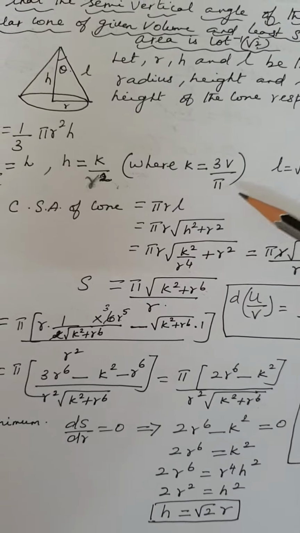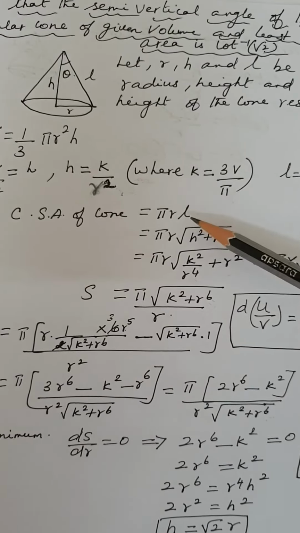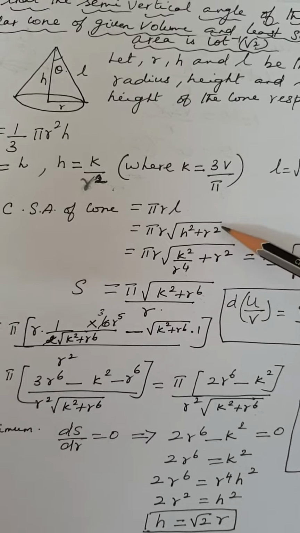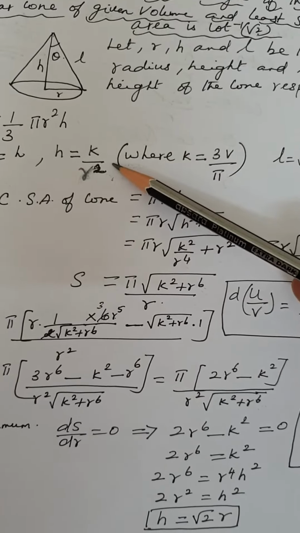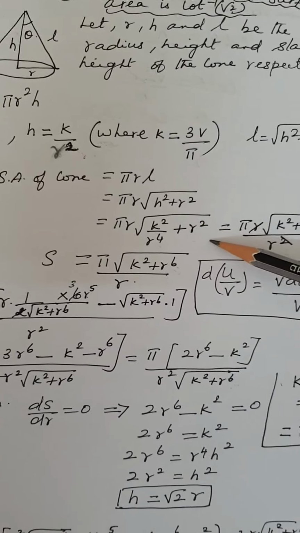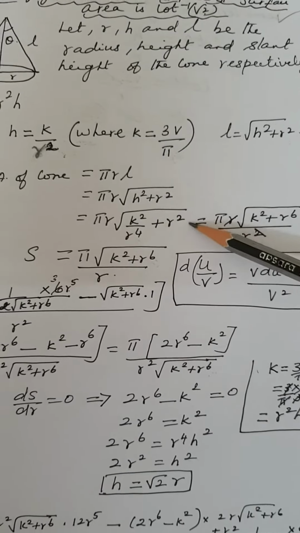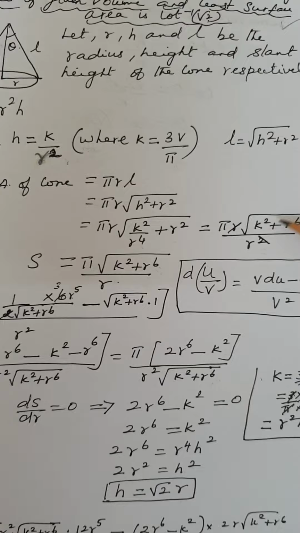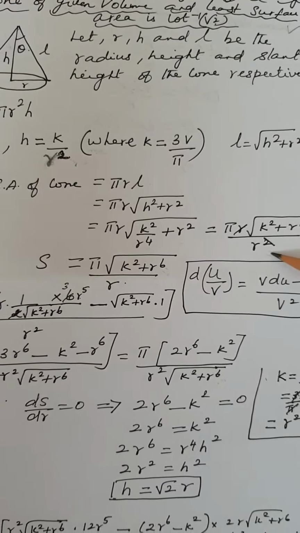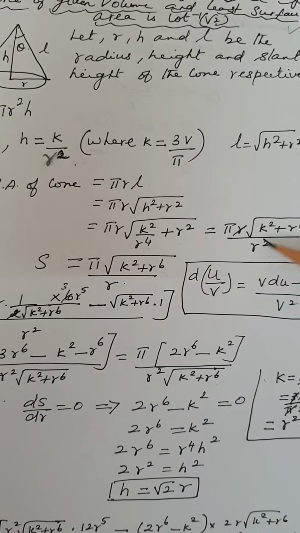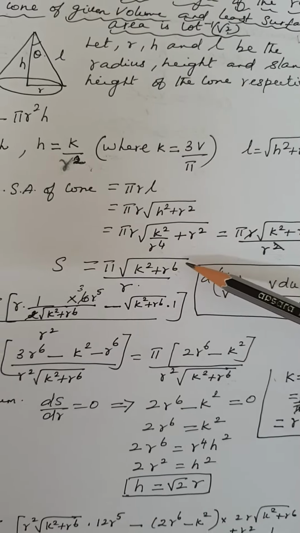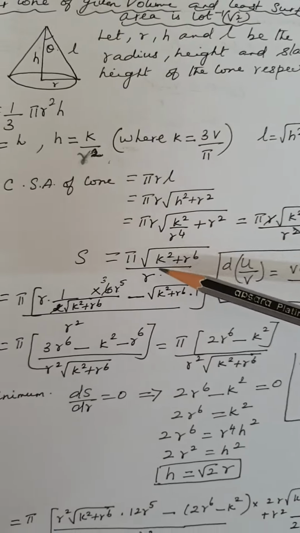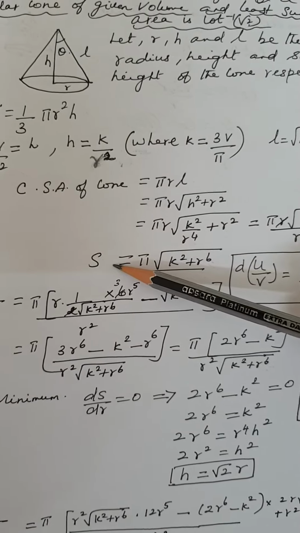Now the CSA of a cone is pi r L. So we know that L is square root of h squared plus r squared. Instead of h, you take this value: k squared by r power 4 plus r squared. So when you take the LCM, pi r into square root of k squared plus r power 6, r power 4 square root is r squared. So cancel, you get pi by r square root of k squared plus r power 6. This is the CSA, curved surface area of the cone.